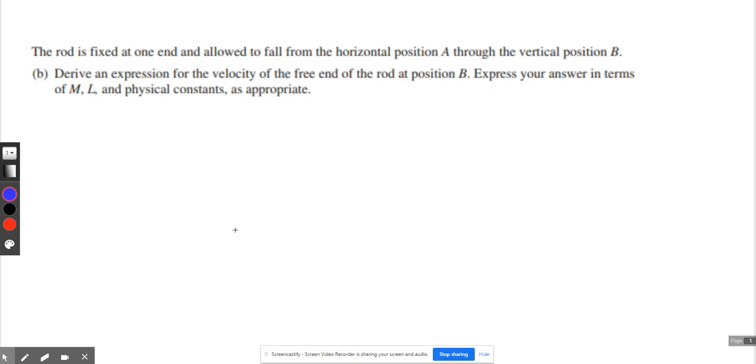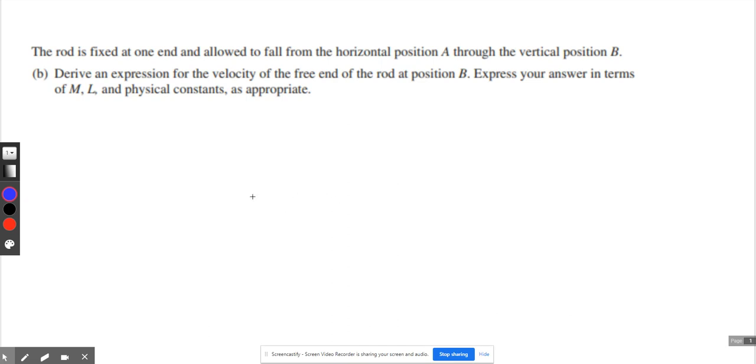Okay, on to part B. Now it says the rod is fixed at one end and allowed to fall from the horizontal position A through the vertical position B. Part B: derive an expression for the velocity of the free end of the rod at position B. Express your answer in terms of M and L and physical constants as appropriate.